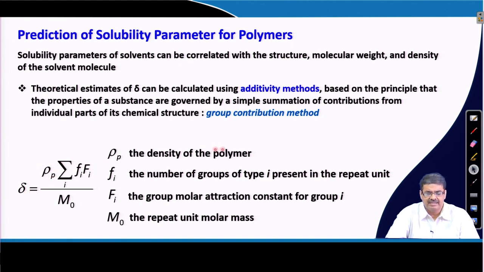Whereas this is the density of the polymer, m naught is the repeat unit molar mass, and F, capital F sub i, is the group molar attraction constant for that particular group i, and small f sub i is the number of such groups i present in the repeat unit. I will give an example which will make this more clear to understand. So, this is the density, this is the molar mass, and this is the group molar attraction constant for group i, and this is the number of such groups i present in the repeat unit.